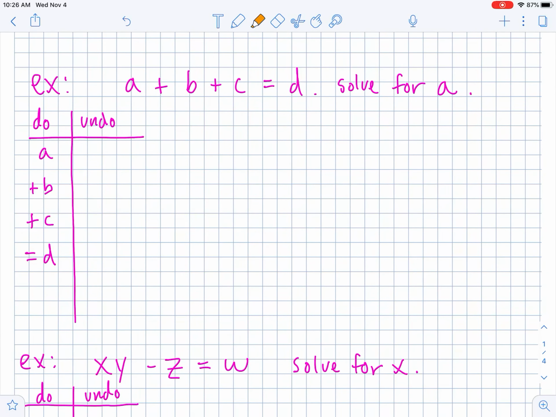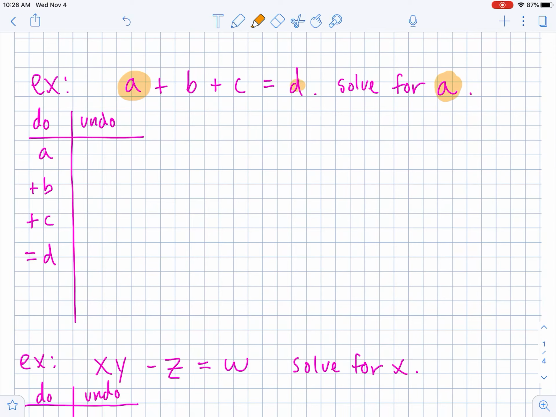So first up, we have a plus b plus c equals d, and we are going to solve for a, which means we need to get this all by itself. Now, down the road, I'll tell you guys to play the opposite game, where you undo PEMDAS and get a by itself by doing all these opposite things. But after seeing some other AGS videos, I also want to talk about the do-undo table.